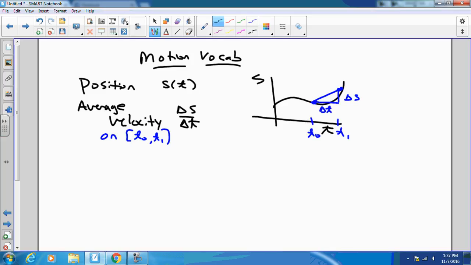Now, if I let delta t go to 0, then what I get is the instantaneous velocity, or the velocity, which is ds dt, or s prime of t. And that is the slope of a tangent line at time t. So here comes my tangent line, just like that. Notice this is instantaneous because it's the slope at a single point, not over an interval.